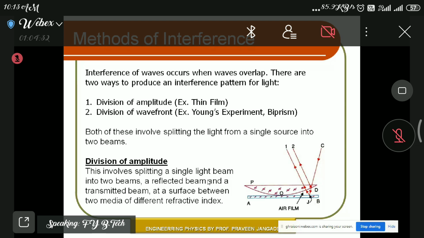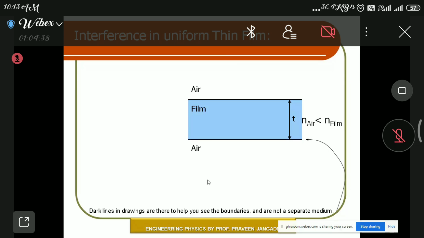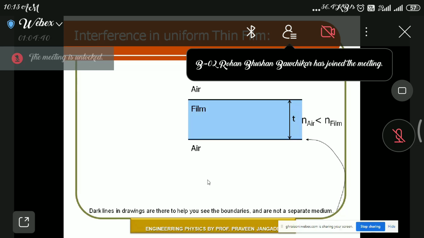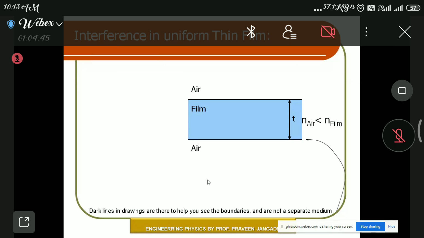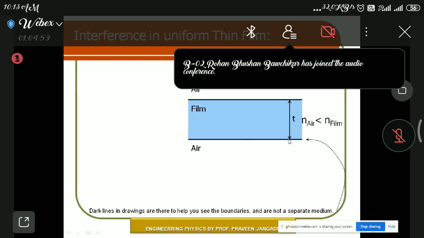Then there is an important topic that we can start: interference in uniform thin film. So we study the interference concept through the uniform thin film. That is given in this particular figure. You can see what the figure says here. Here the two dark lines I have drawn indicate a particular film.